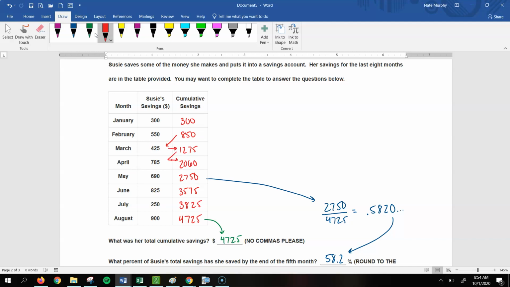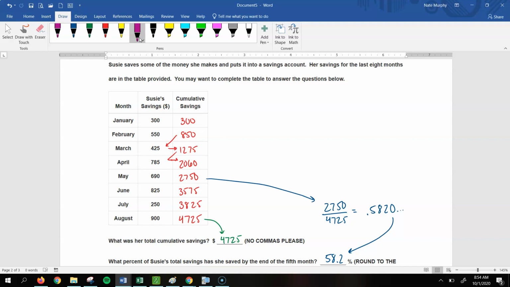And so when you get to the end, we have $4,725. That means through the month of August, she has a total of $4,725 in the bank. What some of you did is add the cumulative amounts, and that gave you a huge answer, which doesn't make sense. If you did that, you didn't understand what cumulative means. Cumulative means it's a total, an ongoing, running total. So through the end of August, we would have $4,725.